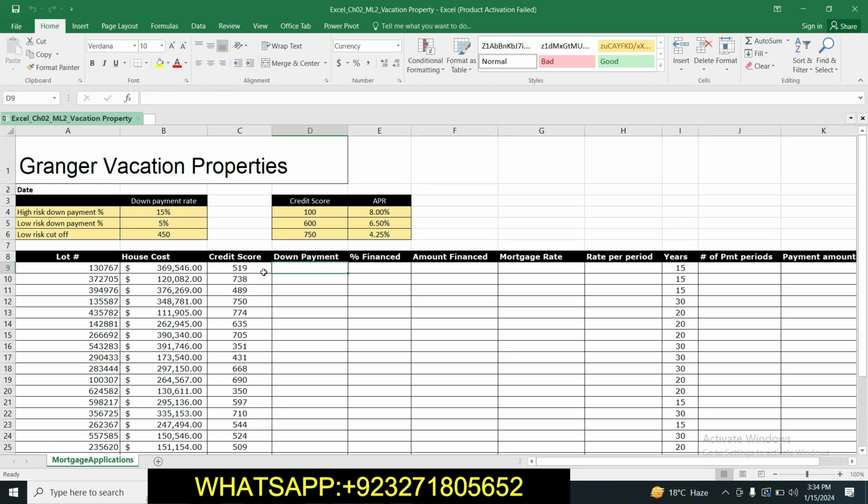In D9, we have to calculate the down payment. We will calculate the down payment by using the IF function. We will simply write our credit score, that is C9, less than our low risk cutoff. Our low risk cutoff is stored in cell B6.